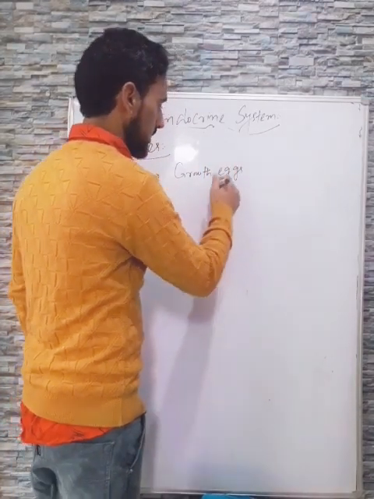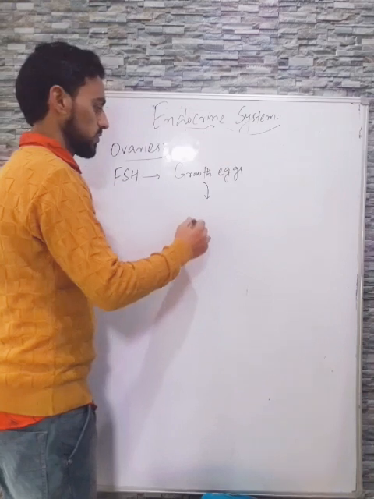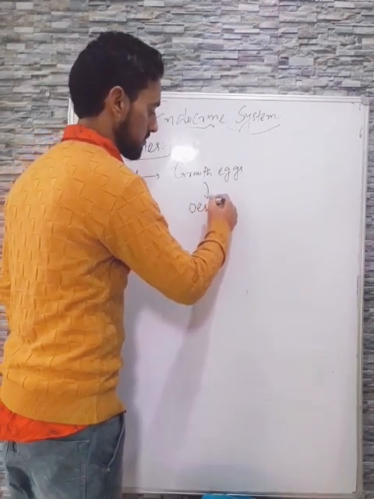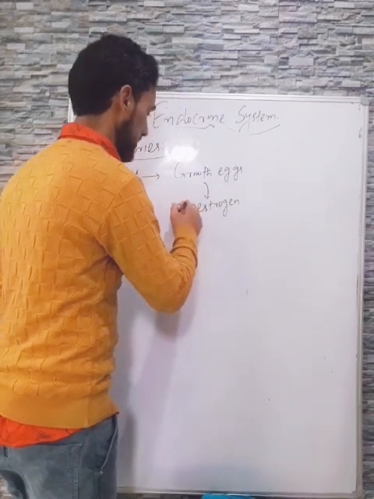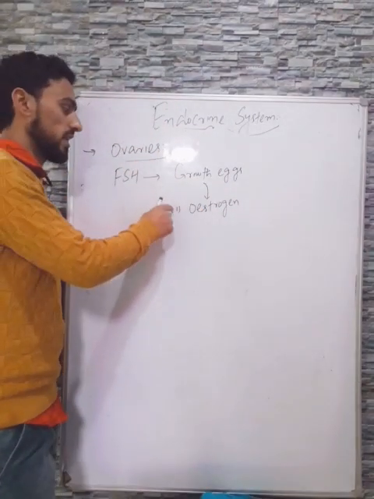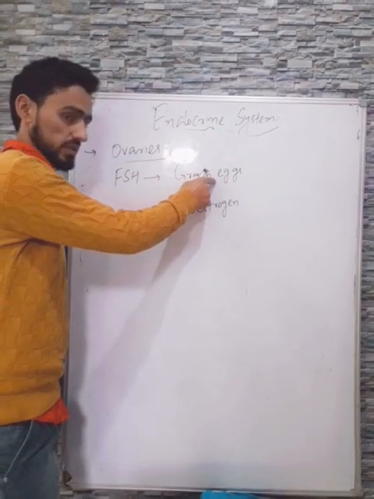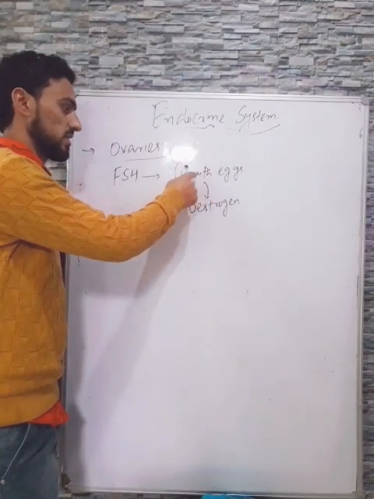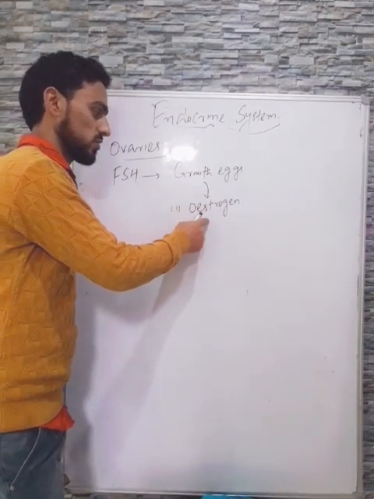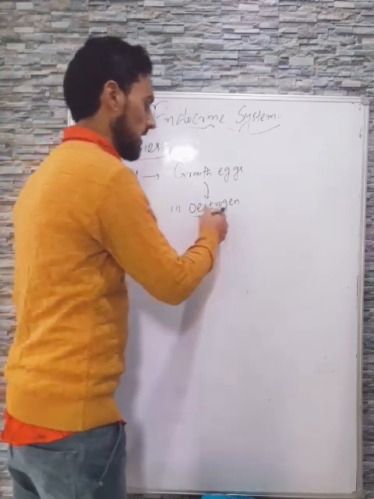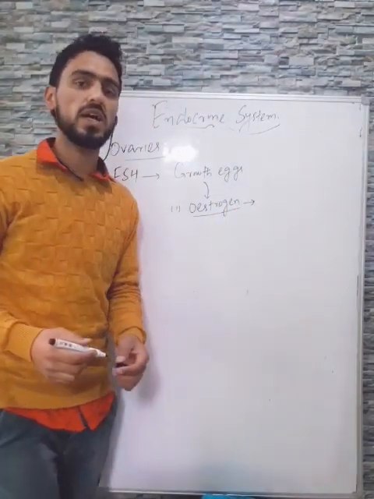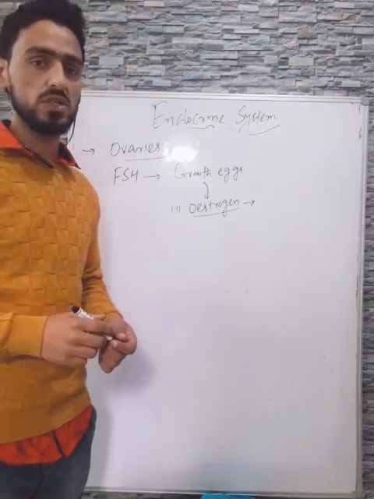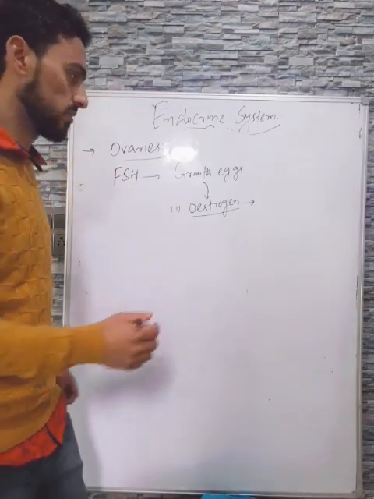And these growing eggs produce a hormone that is known as estrogen. This is the first hormone which is secreted by the ovaries, and in the ovaries by the developing eggs. And this estrogen performs the same functions as testosterone performs in the case of the males.